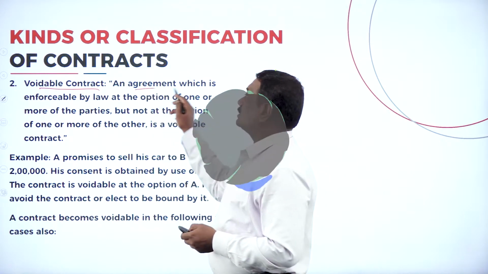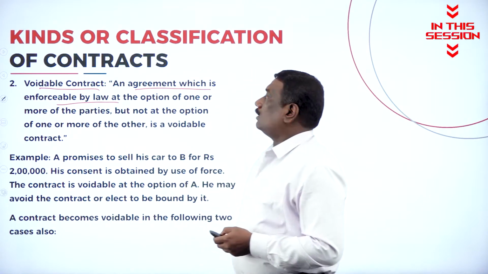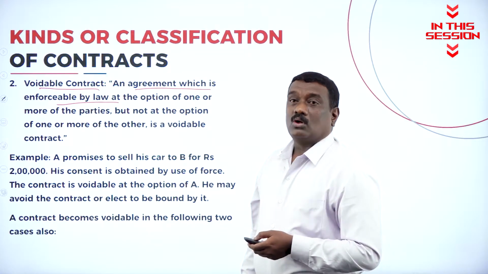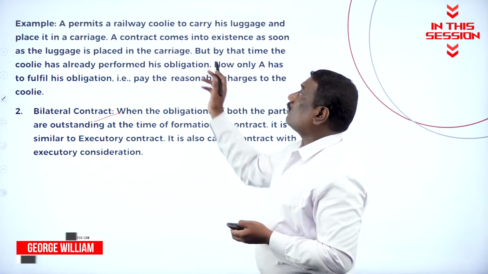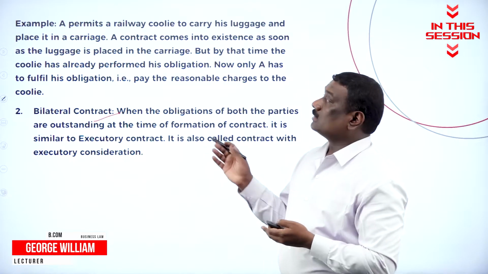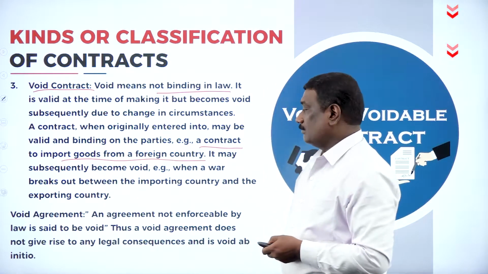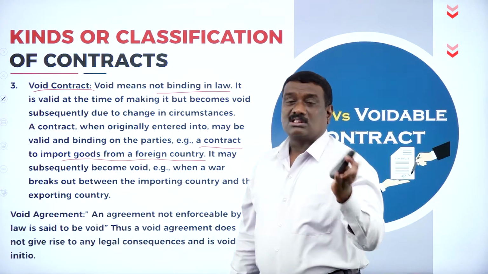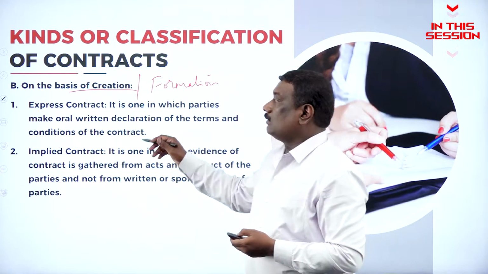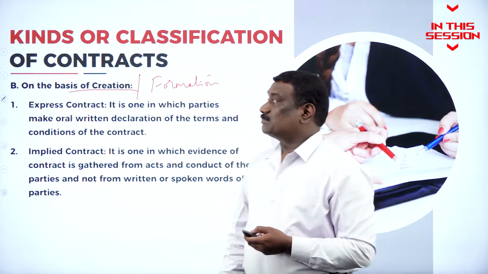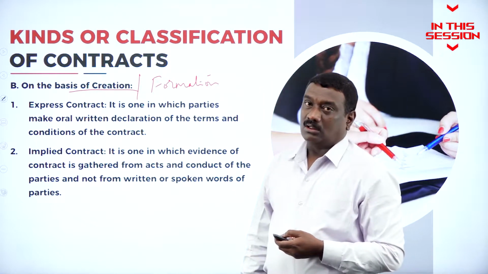An agreement which is enforceable by law at the option of one or more persons. So here a contract comes into existence as soon as the luggage has been placed. So void agreement. What is a void agreement? A void agreement is one which is not enforceable by law. Now under this we have two types, that is express contract and implied contract.